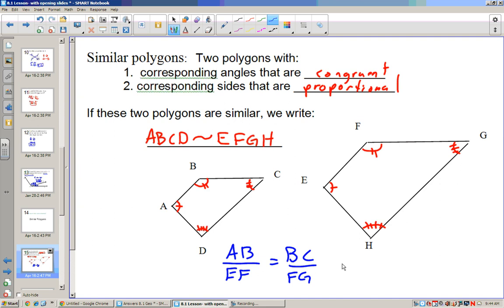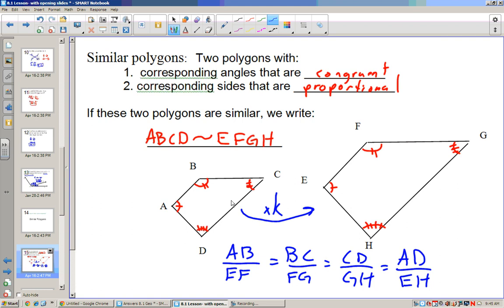and CD over GH, and finally, first and last, AD over EH. So it doesn't mean that AB is equal to EF, but AB over EF will be equal to BC over FG. Or there's some constant, let's say K, that we're multiplying by each of these sides to get each of these sides.